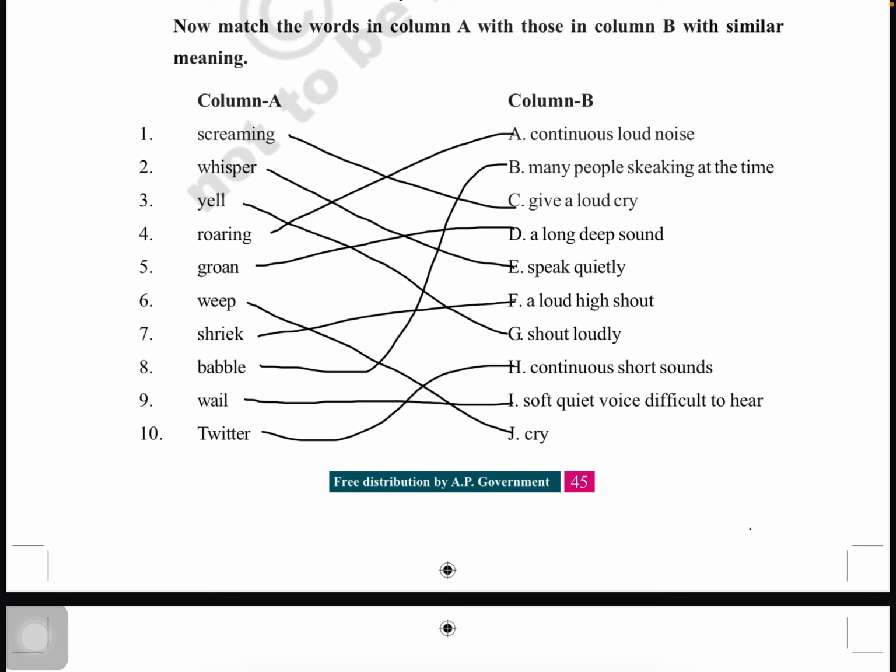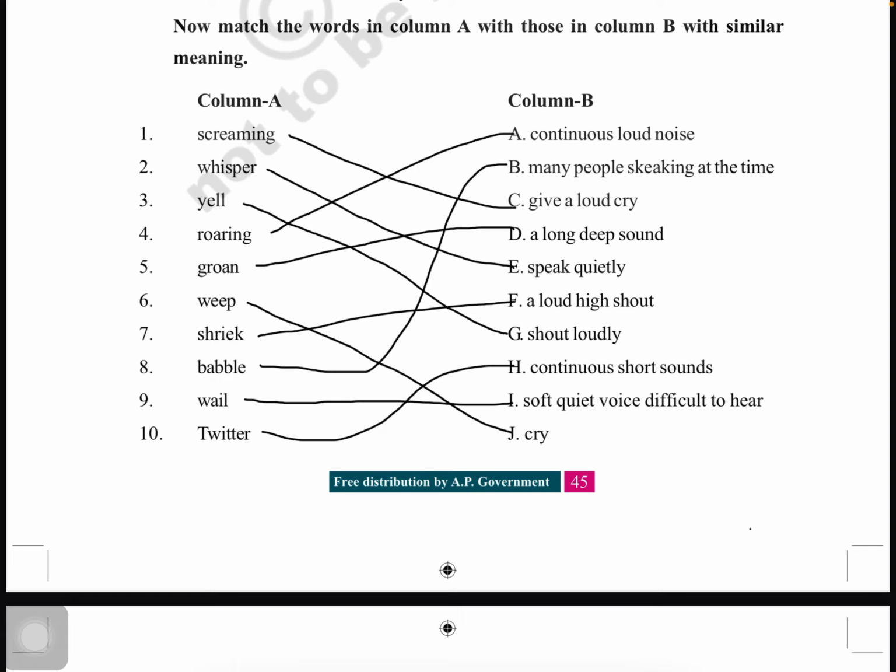Babble means many people speaking at the same time. All will be talking and making a lot of noise. That's called babble. Wail, a soft quiet voice, difficult to hear. Understood? Now twitter. Twitter means continuous short sounds. It's not your Twitter with the comments you are getting. Here twitter means continuous short sounds.